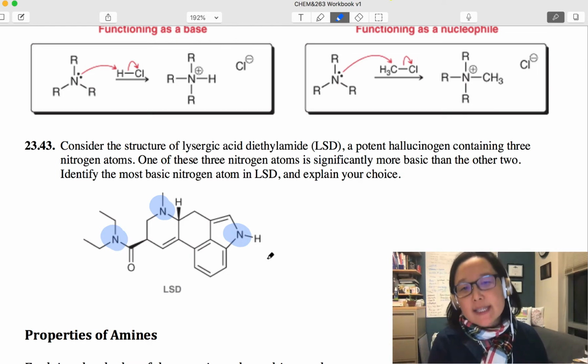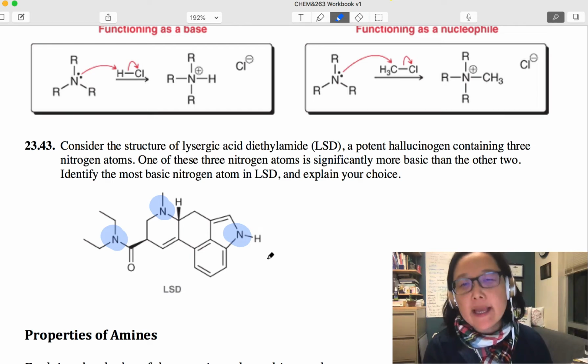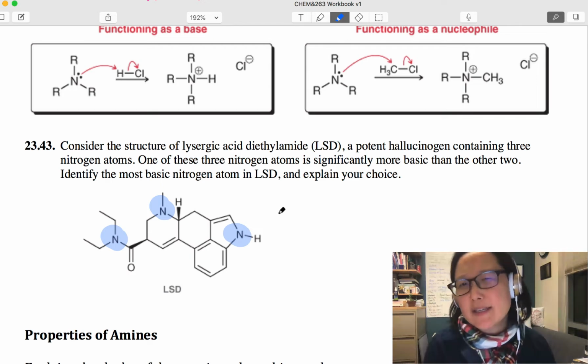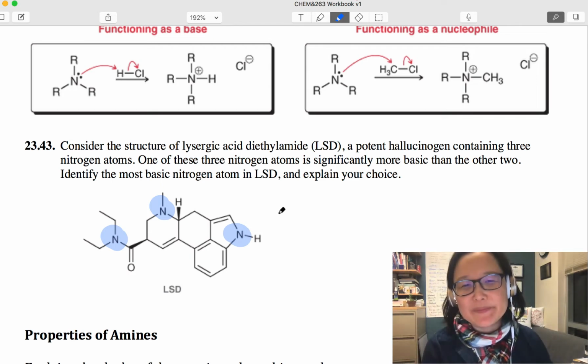One of these nitrogens is significantly more basic than the others. So can you figure out, is it 1, 2, or 3? Which of these nitrogens looks like it's more basic to you? And why do you think that is?